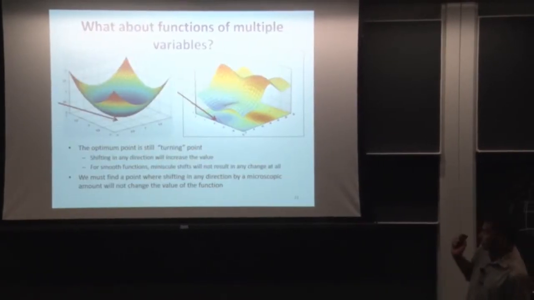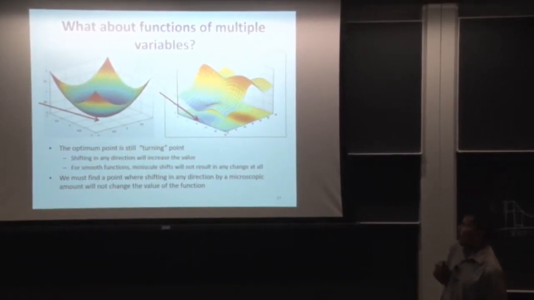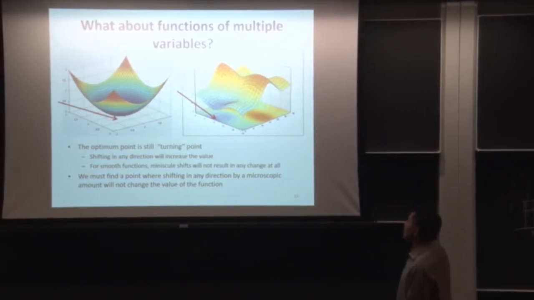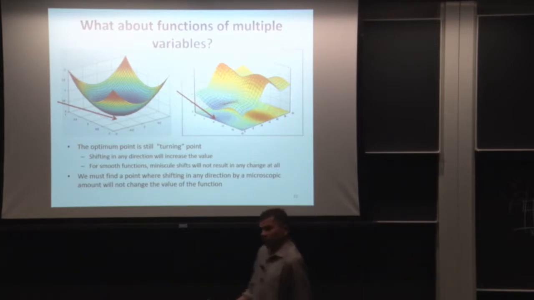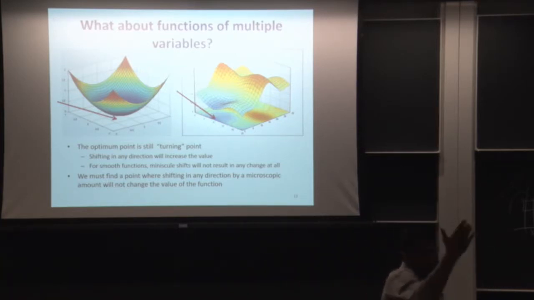So now what about functions of multiple variables? For functions of multiple variables, again, you have exactly the same behavior. When you're at a minimum, it is a turning point, meaning regardless of which direction you arrive at the minimum from, the value of the function is decreasing. And then as you go beyond the minimum, the value of the function will begin to increase. So minima are turning points.